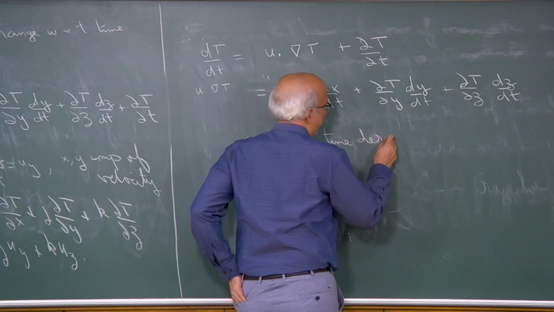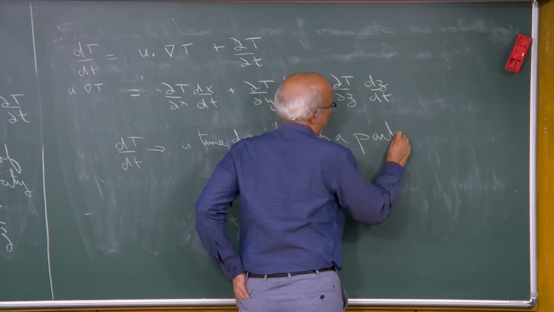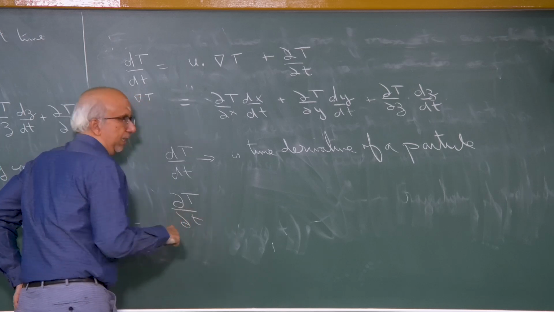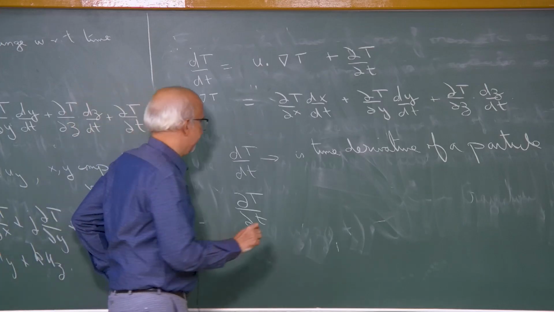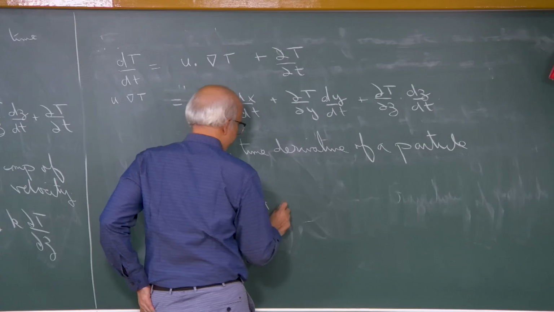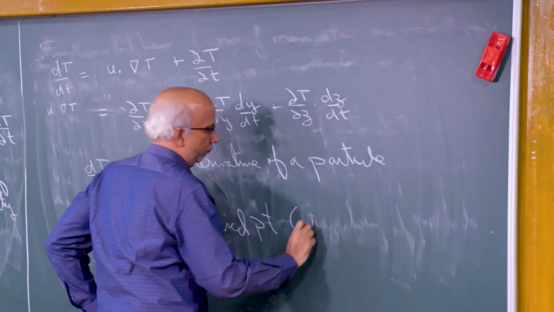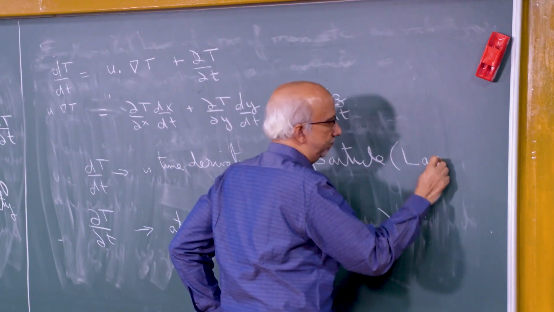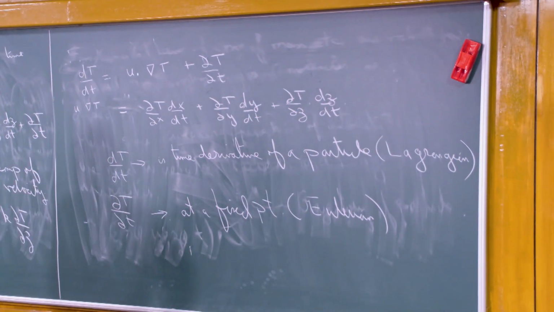time derivative of a particle, and this is the partial derivative with respect to time. Remember, again, the partial derivative is when all the spatial coordinates are fixed. Okay, this is at a fixed point. So, this is what we call Eulerian and this is what we call Lagrangian. So, that is the relationship between the Lagrangian derivative and the Eulerian derivative.